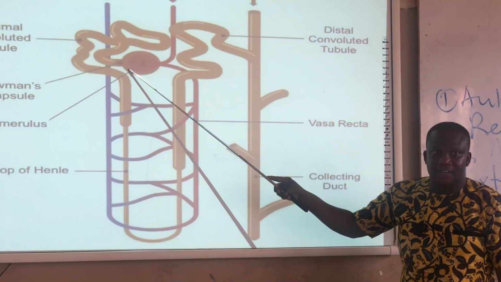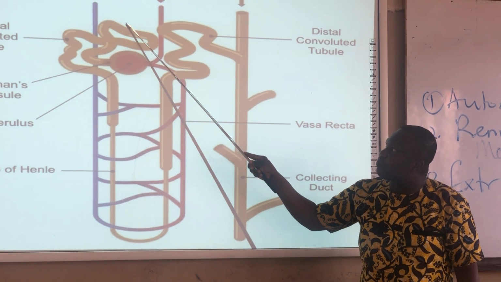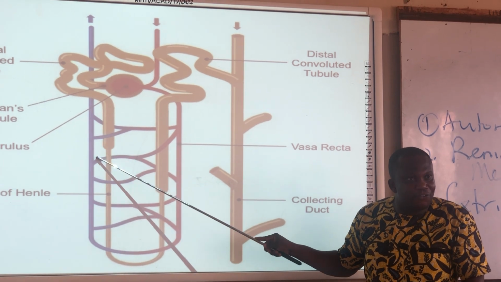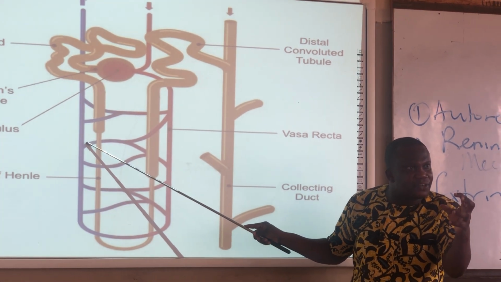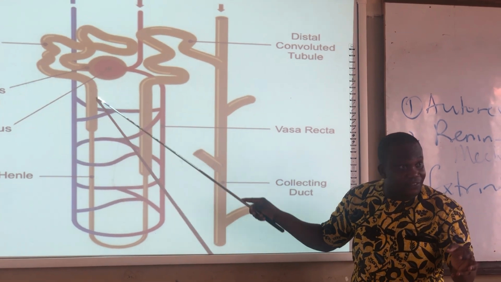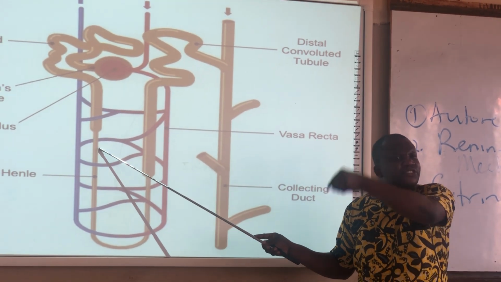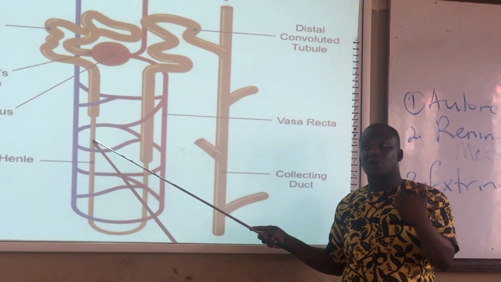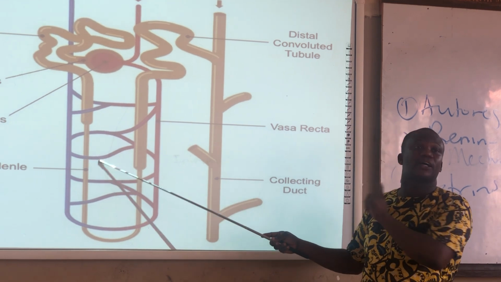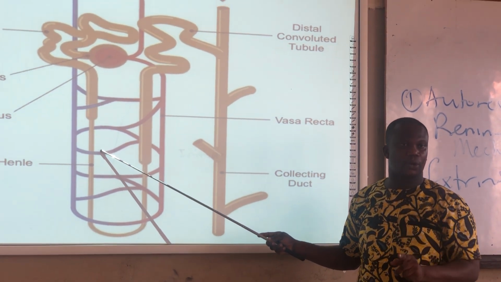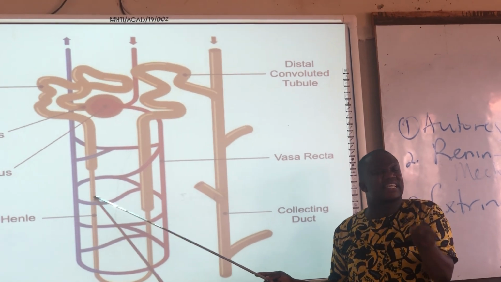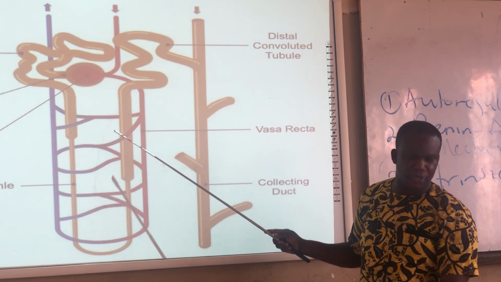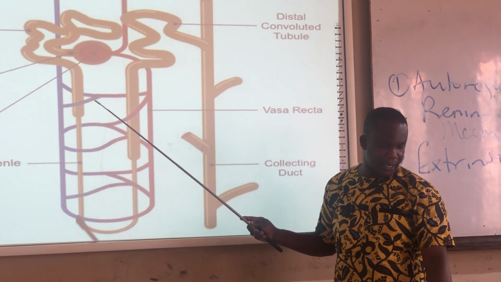As the filtrate moves through the proximal convoluted tubule and descends, its components will be altered, because during the course of the movement, some of the substances in the filtrate will be reabsorbed. And those that cannot be reabsorbed, or those that are toxic, will be left to go into the collecting duct for excretion. So it is the process by which the components and the volume of the glomerular filtrate are altered during their passage through the renal tubule.